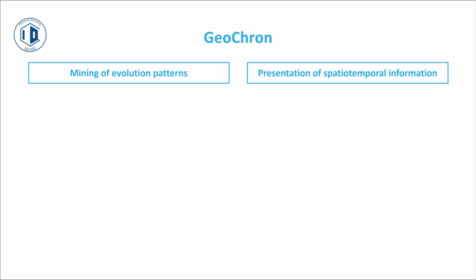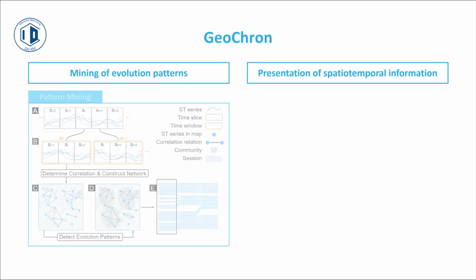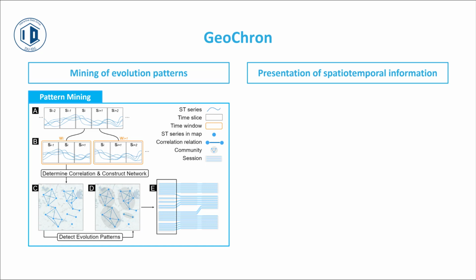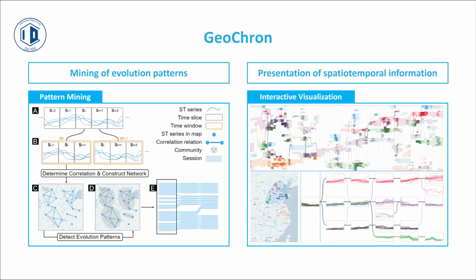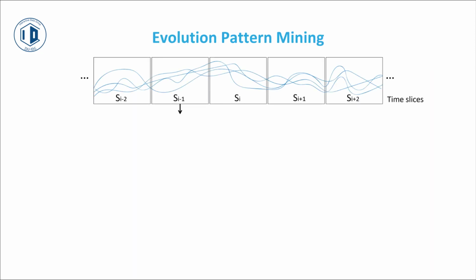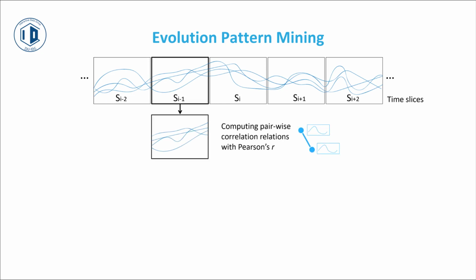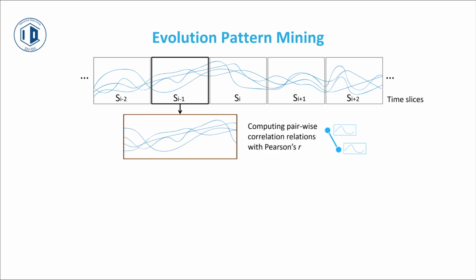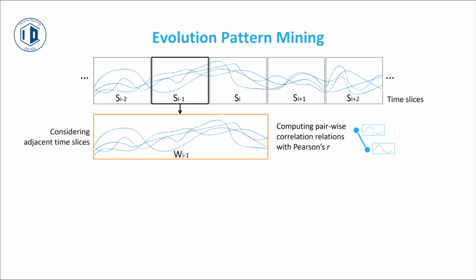In this study, we propose GeoChron. For the first challenge, GeoChron includes a pattern mining framework. For the second challenge, GeoChron adopts a two-level visualization. The evolution pattern mining has 4 steps. First, the data is sliced evenly into time slices. Second, for each time slice, we compute pairwise correlation relations with Pearson's R. Note that we consider adjacent time slices for smoothness in this step.